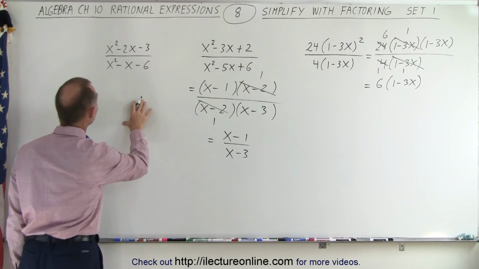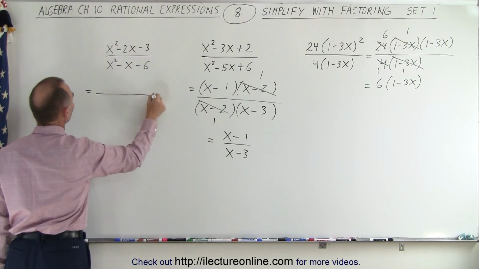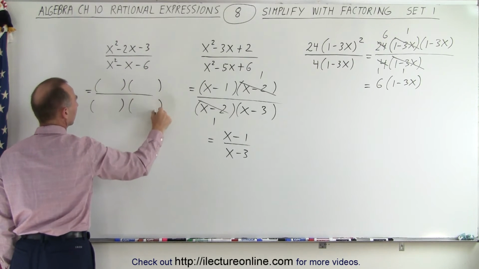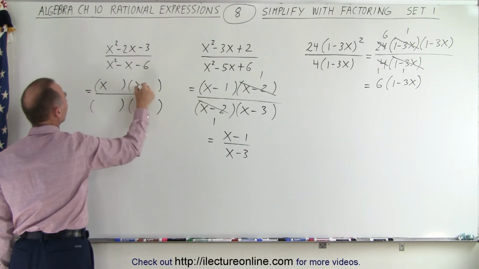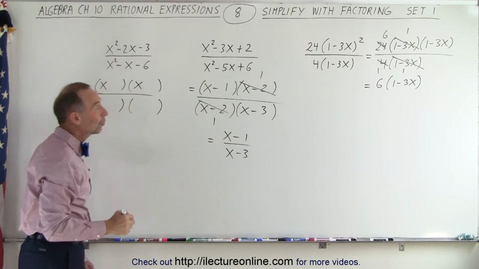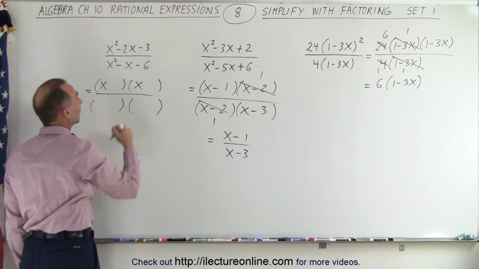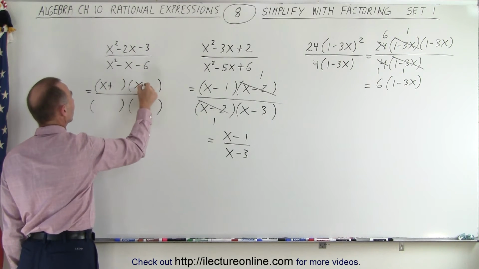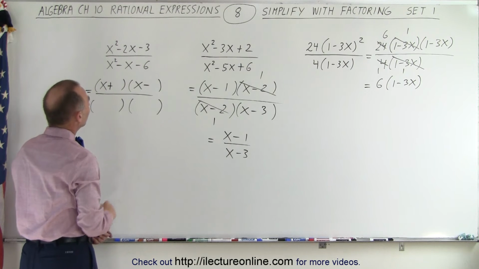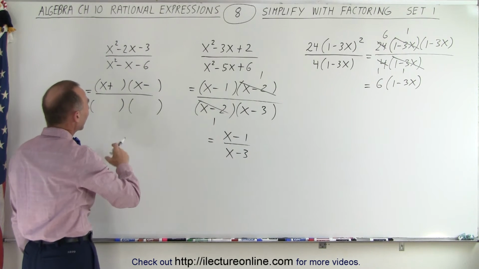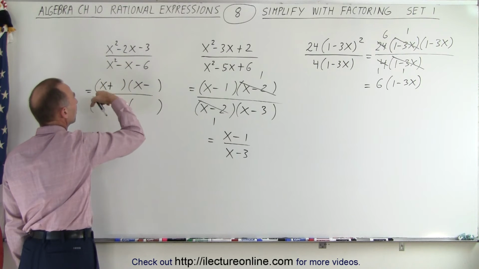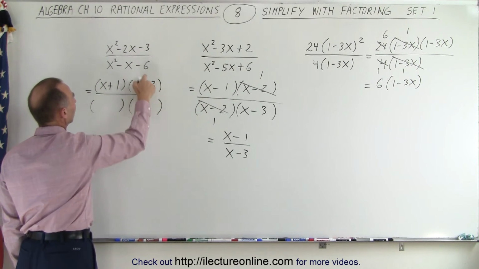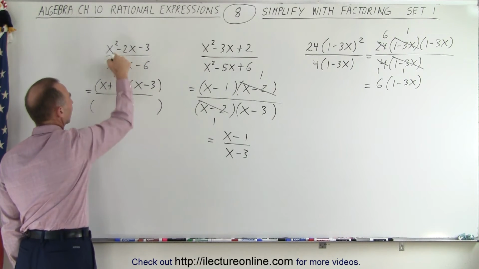On this example right here, again, what we're going to do is factor the numerator and the denominator. We end up with an x and an x. Now with the signs, notice since we have this is negative and this is negative, that means one must be positive and one must be negative. So positive here, negative there. And when I multiply, I get 3. When I add, I get a negative 2. That means the negative number must be the bigger of the two. So negative 3 and positive 1. When I multiply, I get negative 3. When I add, I get a negative 2.